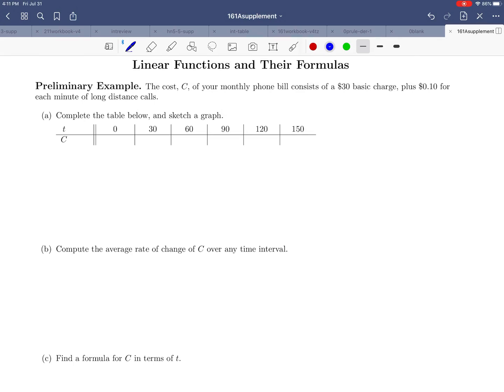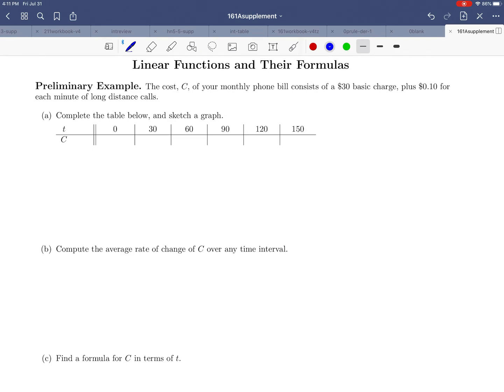One type of function that we're going to work with a lot is linear functions. That's one type of function that comes up a lot in calculus. So let's look at an example of a linear function. I have to admit the context is a little outdated, but in the time of landlines, the cost of your monthly phone bill consisted of a basic charge plus you had to pay for every minute of long distance.